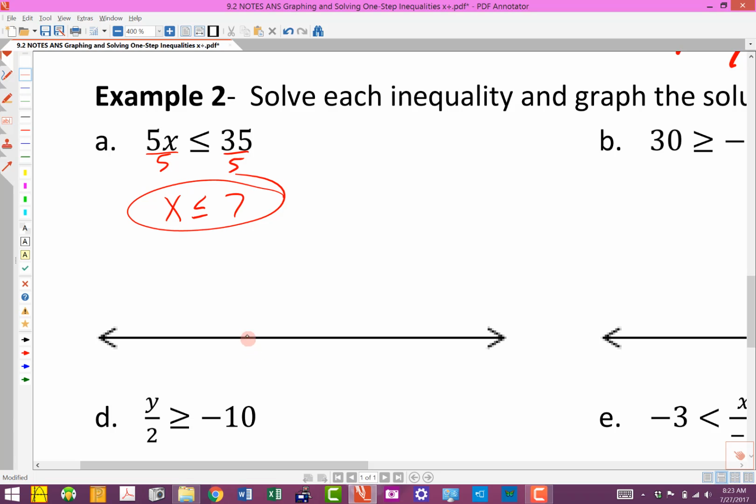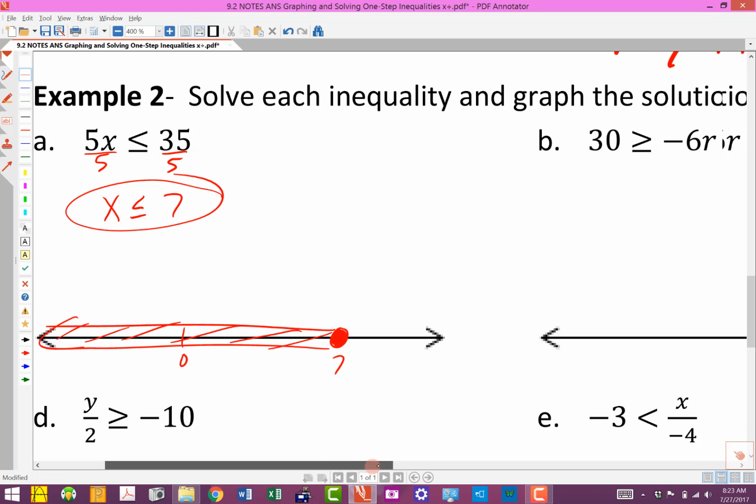So we're going to do 0 on the number line. We're going to do 7 on the number line. I'm going to circle the 7. Do we fill it in? Yes, we do, because of the equal to underneath there. And then again, read from the variable. X is less than or equal to 7. So the answers are less than 7, so the answers are on the left side. So we're going to go like that, and it's that quick. There's our answer to A.